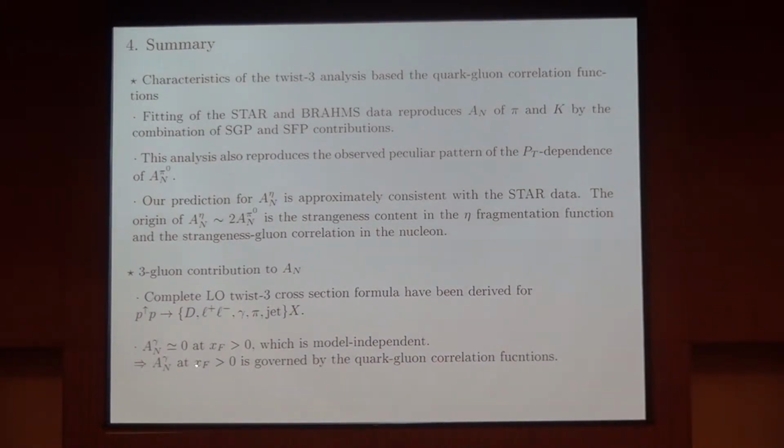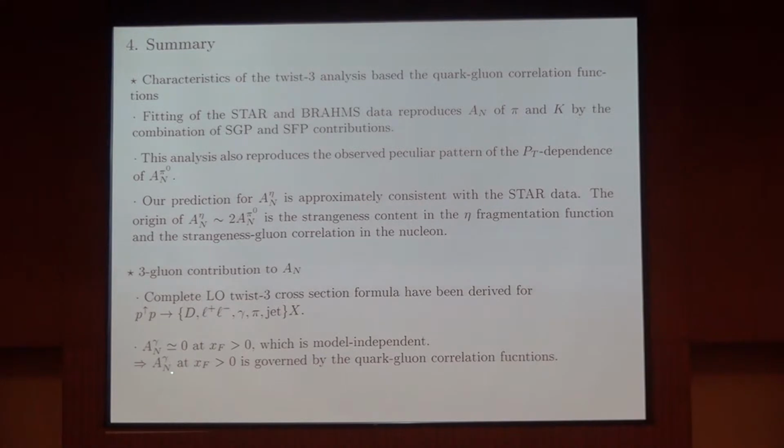And the important thing is that the three gluon correlation function causes the A sub N for direct photon production in the positive XF region. This is model independent.